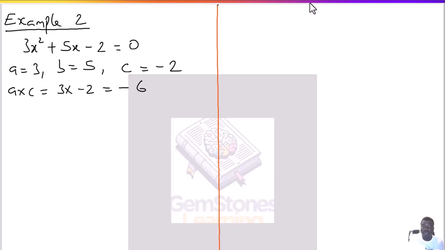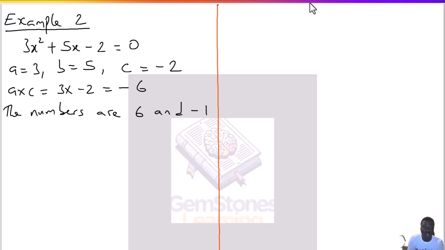Look for two numbers that when multiplied must give you minus 6, and when added must give you your b, which is positive 5. So the numbers are 6 and negative 1. 6 times negative 1 will give me negative 6. 6 minus 1 will give me what? 5. Why didn't I use 3 and 2? Because 3 times 2 will give me 6, but both have to be positive for me to get 5, but I have a negative 6. So if I put negative somewhere else, it means I won't get 5 anymore. So I can only use 6 and 1.